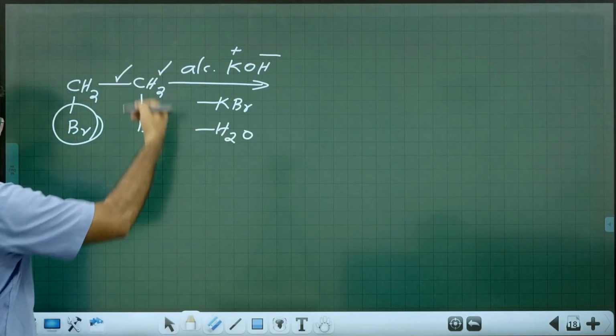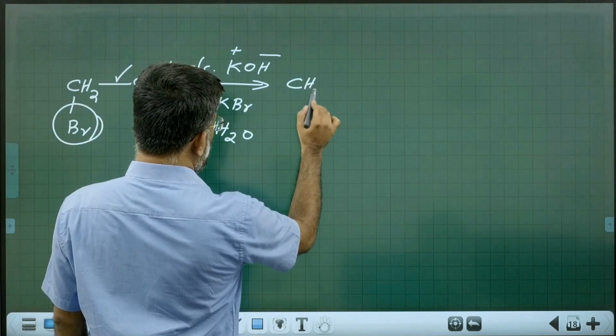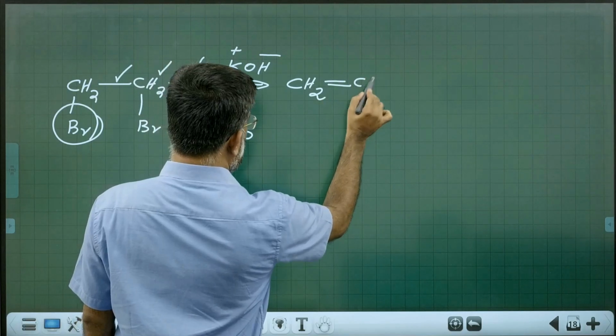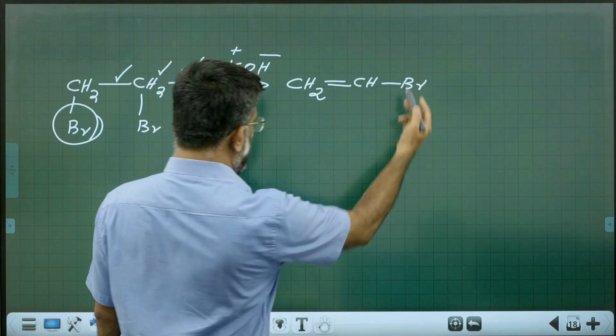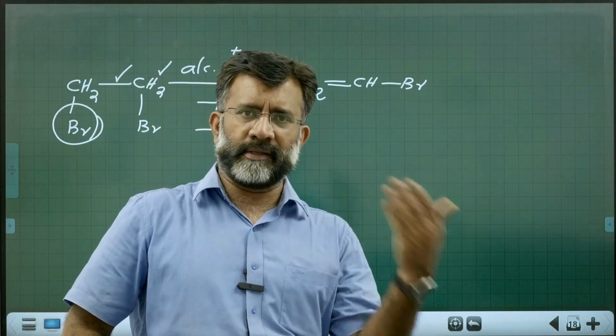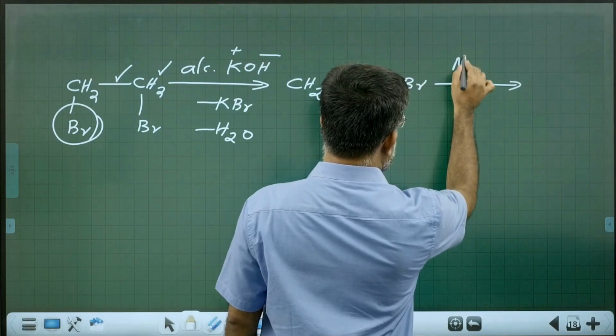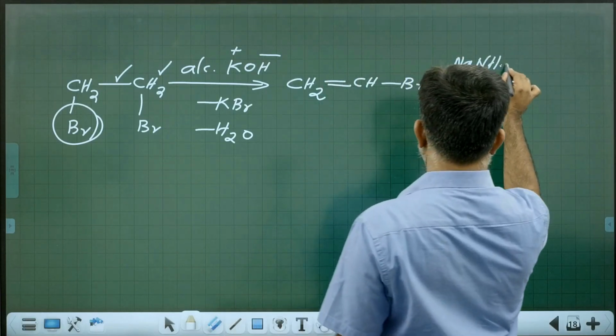And here you will get a double bond. It turns into vinyl bromide, CH2 double bond CHBr. Now this is pretty stable, so we make use of another reagent for a better reaction. This is treated with sodium amide, NaNH2.